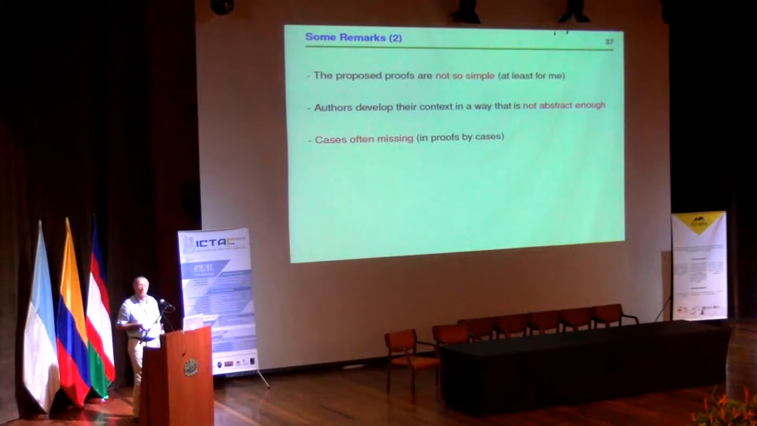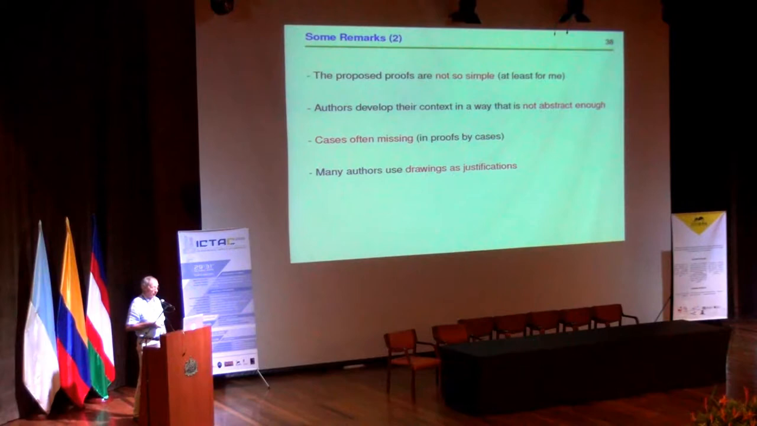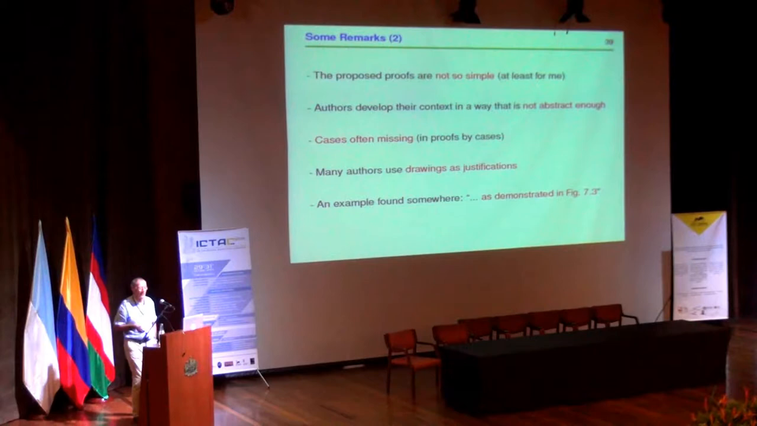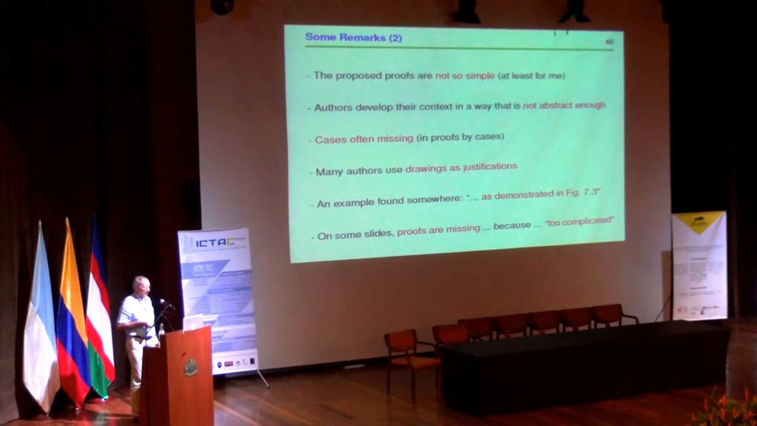Some cases are often missing in proofs by cases. So you have to provide all the cases yourself. Many also use drawings as justification in their proof. I found this horrible statement somewhere, "as demonstrated in figure 7.3." So I was horrified when I saw this. And on some slides, because on the internet you can also get slides of it, some proofs are missing because the proofs are too complicated. So the poor students, when they see those slides, are a bit misled because they don't really see the proof of this theorem.